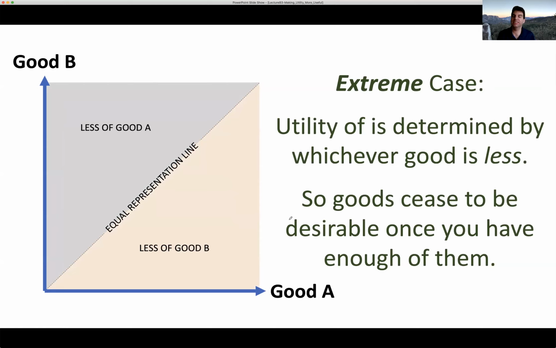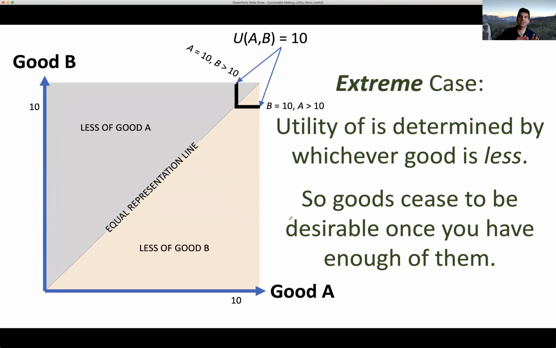And they're going to look similar to the indifference curves that we drew earlier, but they're going to be flipped in that instead of being concentric squares, it's almost like they're concentric squares where the center is way off at infinity. And so they're going to be like these L-shaped ones.